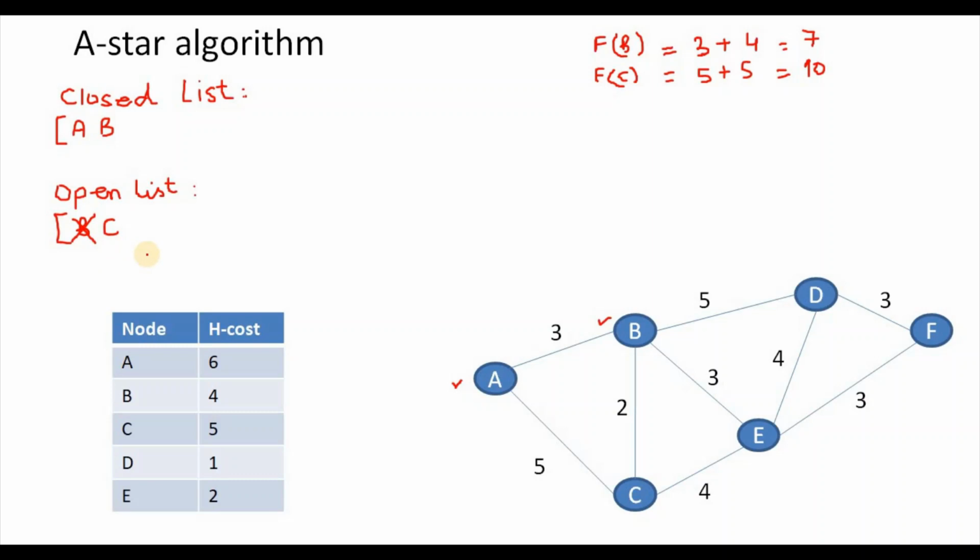So now in the open list we have only node C. Now we shall explore the adjacent nodes to B. Like we did with node A, we explored its neighbors. Now we are at node B and we explore its neighbors, or the adjacent nodes. What are the neighbors? We have A, C, E, D. A has already been visited, it's in the closed list, so we cannot touch it. We have only C, E, and D.